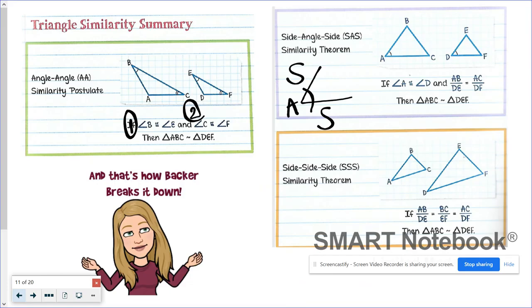So we can prove two triangles are similar using the angle-angle similarity postulate, the side-angle-side similarity theorem, or the side-side-side similarity theorem. And that's how Backer breaks it down.